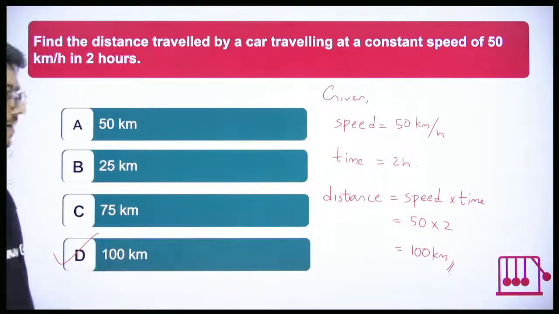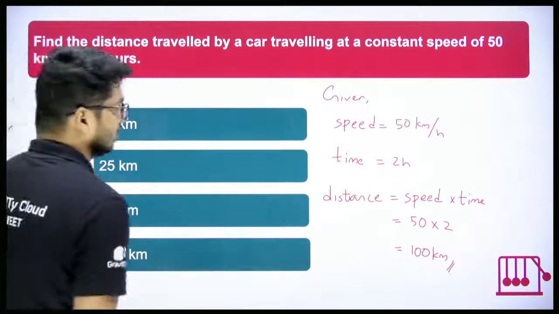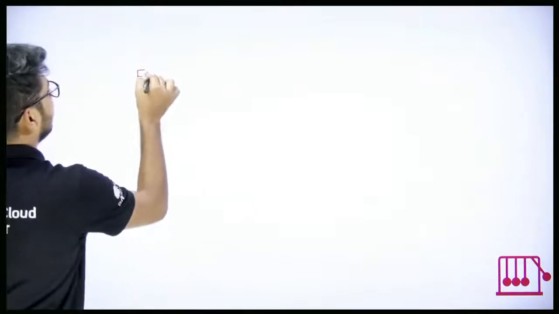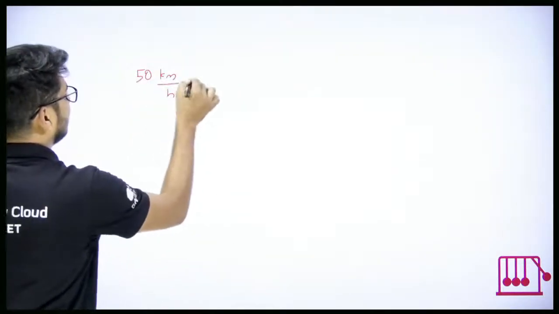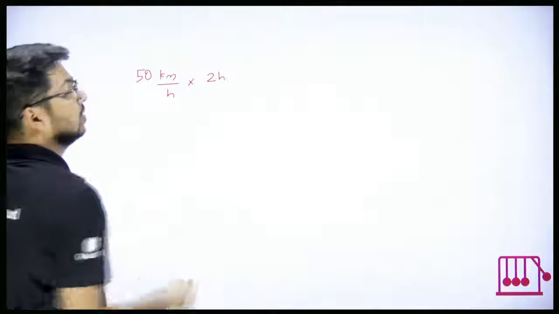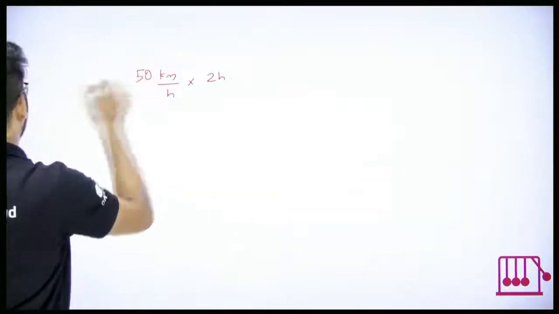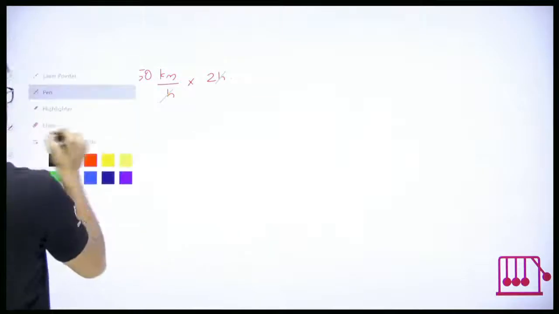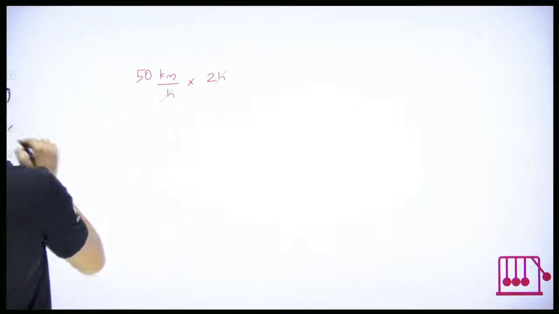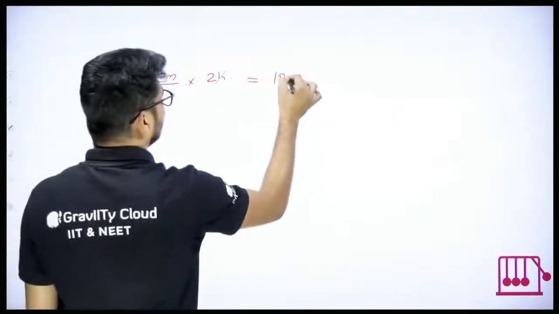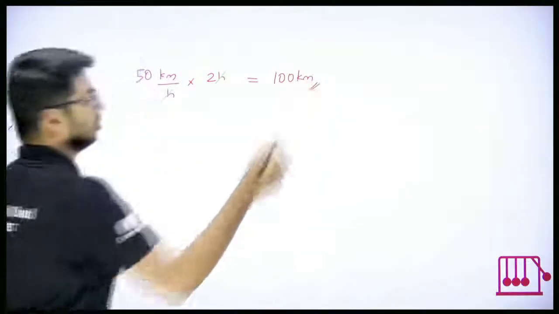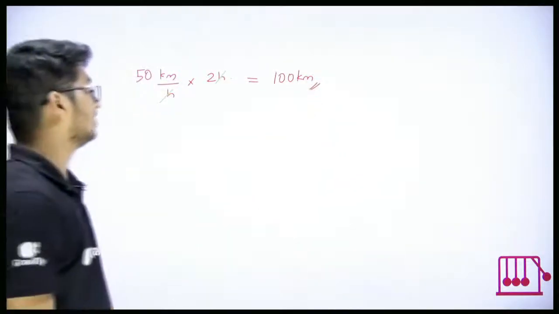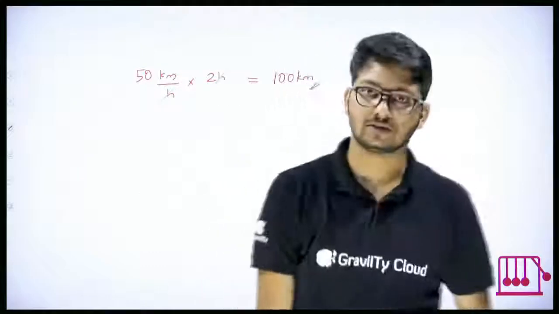Option D. In fact, you need not be worried about the units, because when I write 50 kilometers per hour into 2 hours, speed into time, the hours cancel. So what is remaining? Only kilometer is remaining. So we will write 100 kilometers.